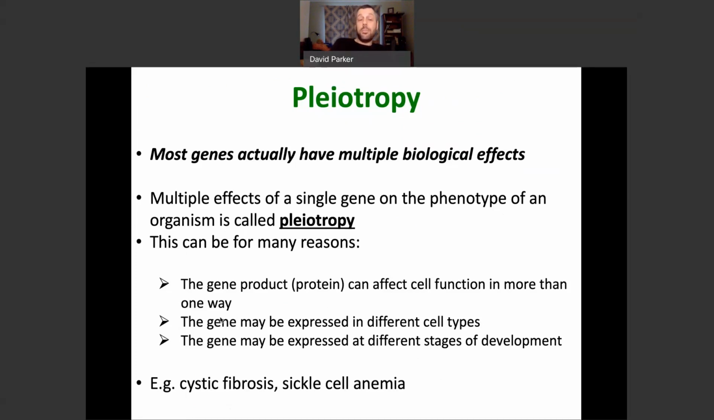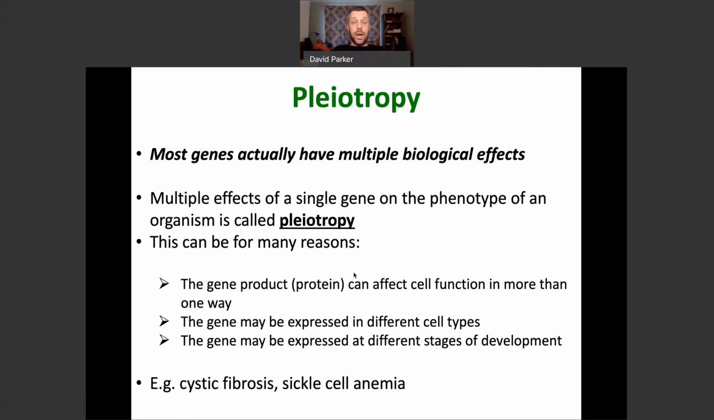So the gene product of any given gene, or the protein that gene makes, can affect cellular function in more than one way. It can be expressed in different cell types, the gene. And the gene can be expressed at different stages of development. And a couple of examples of these kind of things are cystic fibrosis and sickle cell anemia.